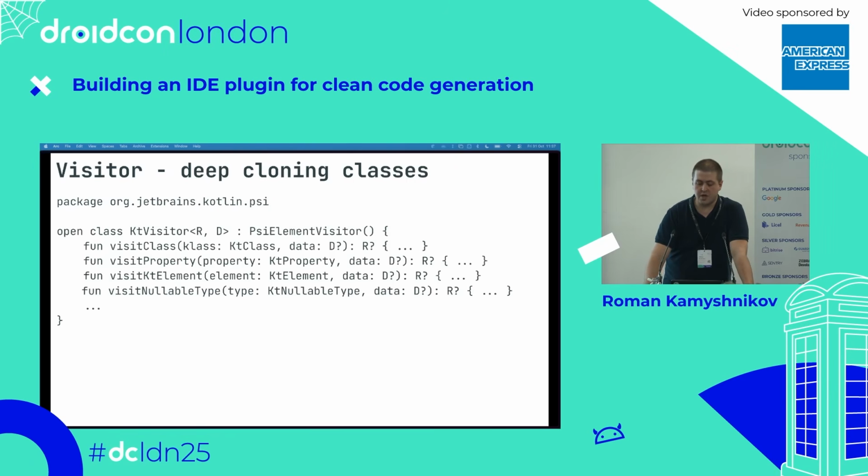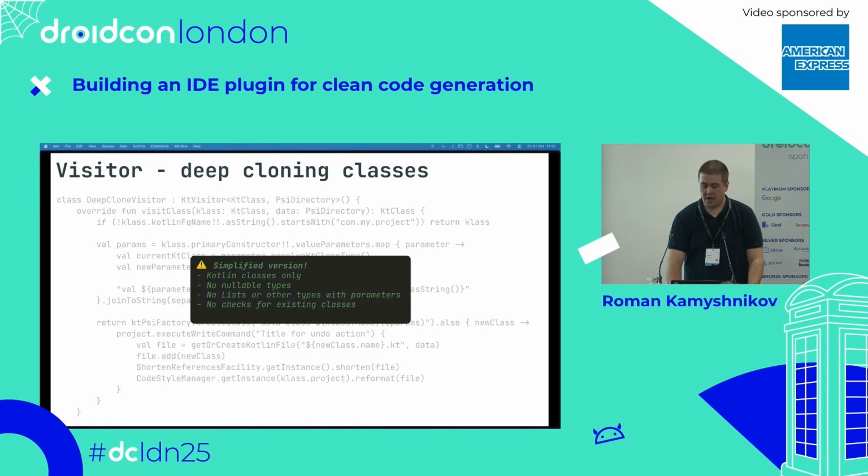And for this, we'll have to traverse the class declaration, and the Kotlin plugin has a visitor class that can be handy for this. It gives us a very convenient way to recursively navigate through the structure of the PSI tree. We can also pass some data along as we explore it, and there's also some data that we can return back to the caller.